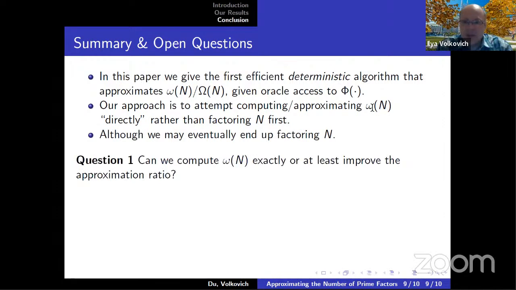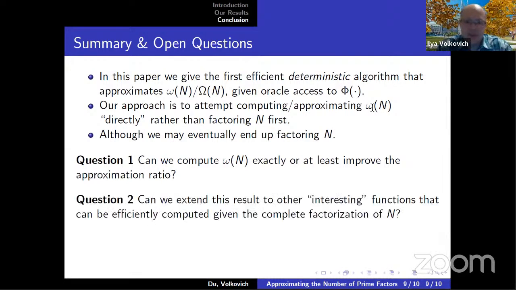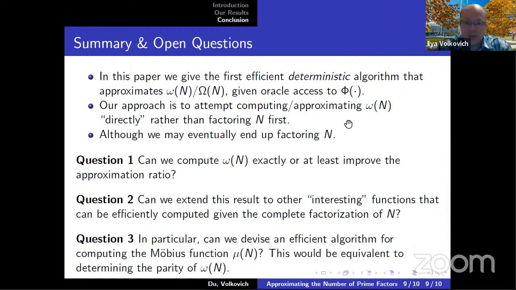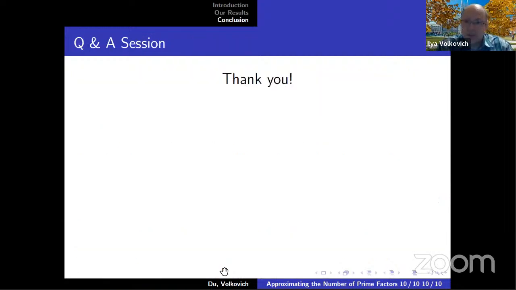And of course, the question is, can we improve the approximation, or can we get the exact value of omega given oracle access to phi of n? And maybe can we get some other interesting function that we would like to compute about n? So one example would be the Mobius function. I think it's a very interesting question. Can we compute the Mobius function given oracle access? Because given our result, it would only be to decide what the parity of this omega is. If you know what the Mobius function looks like, it boils down to this parity, which we don't know how to do. So that's it, and thank you for listening.